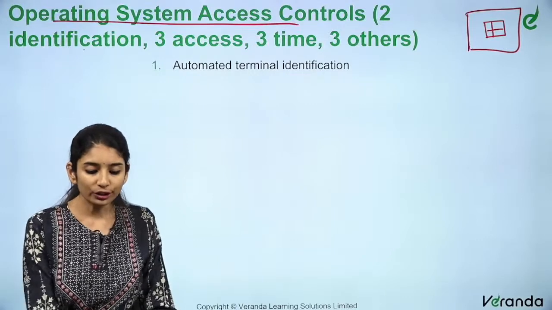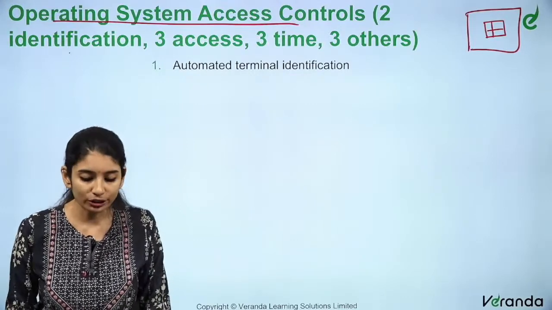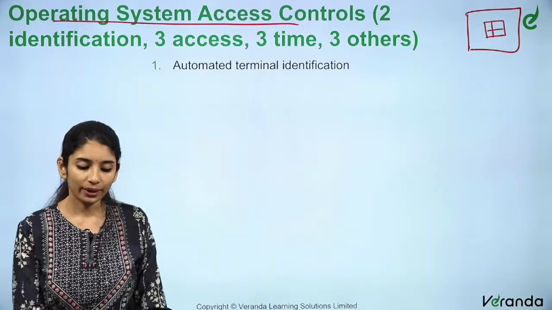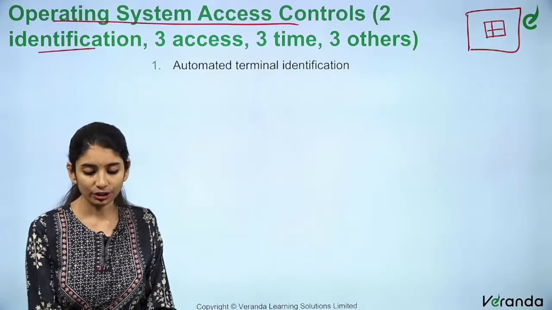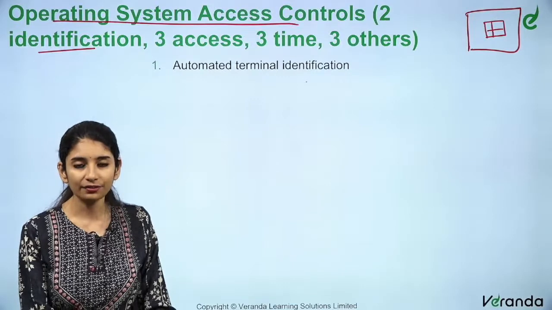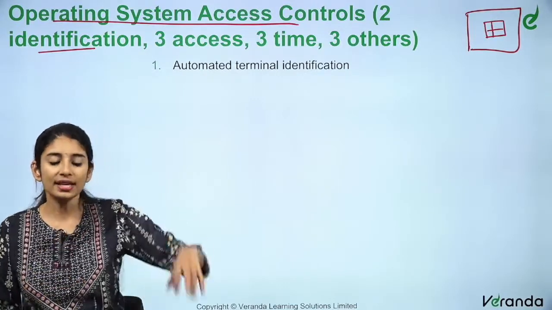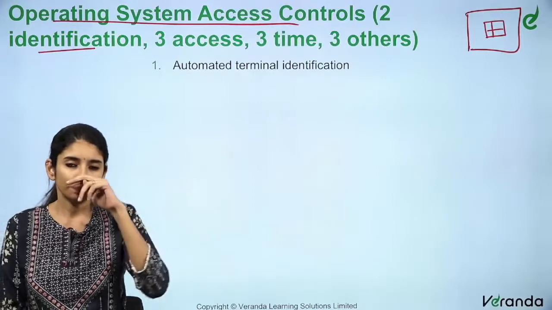Now, we have 2 points on identification, 3 points on access, 3 points on time and 3 other points. Okay? 2 points on identification: automated terminal identification and user authentication and identification. So first is terminal identification.